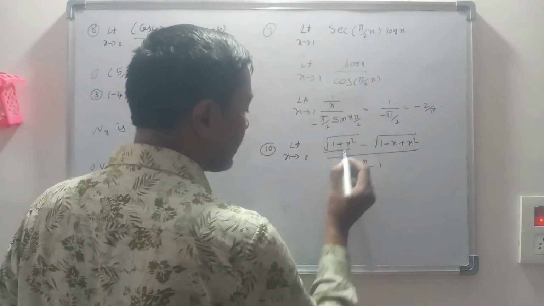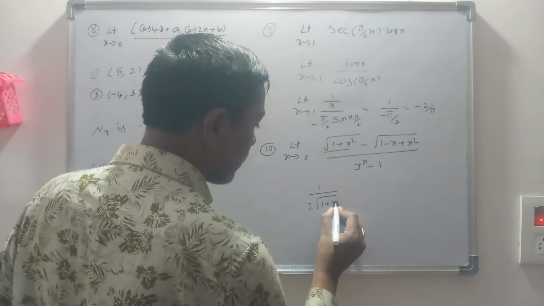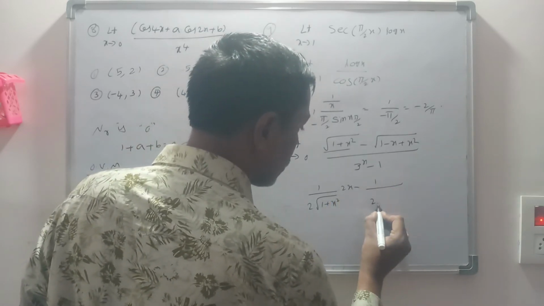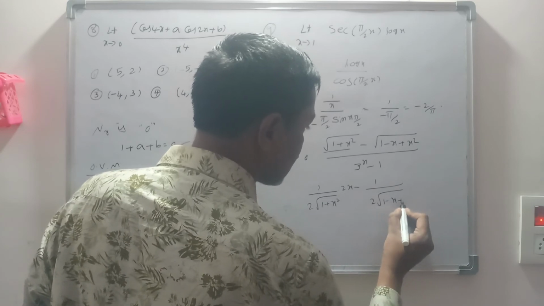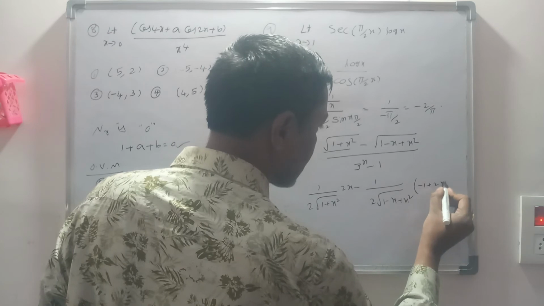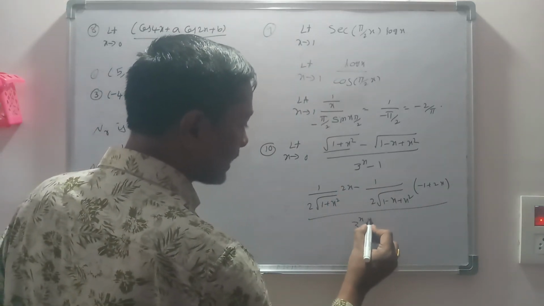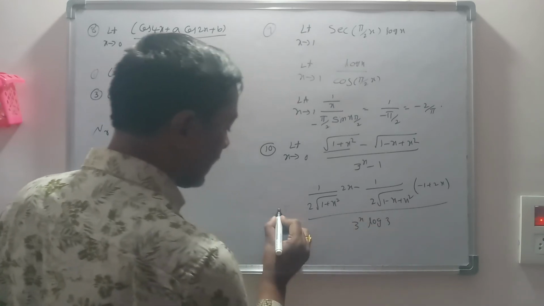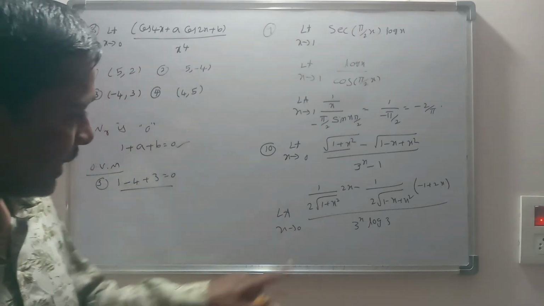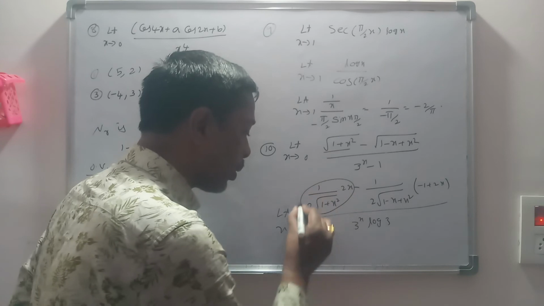What is the derivative of this term? 1 by 2 root 1 plus x square, and the derivative of x square is 2x. Minus 1 by 2 root 1 minus x plus x square. What is the derivative of this term? Minus 1 plus 2x. By what is the derivative of 3 power x? 3 power x log 3. Limit x tends to 0. Apply the formula. Put x equal to 0. This term becomes 0.